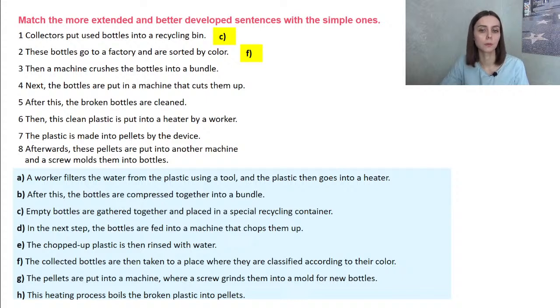So these bottles go to a factory and are sorted by color, or the collected bottles are then taken to a place where they are classified according to their color. Let's go to number 3. Then a machine crushes the bottles into a bundle.